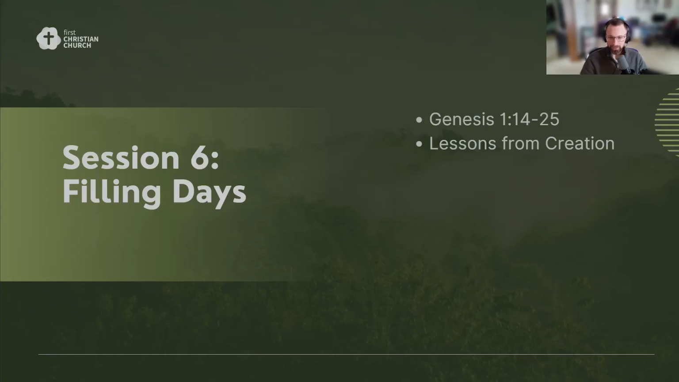And the filling days correspond with a specific forming day. So we're going to look at day 4, and it corresponds with day 1. On day 1, the light and dark were separated. Here we're going to see on day 4 that there are heavenly bodies made to fill the light and the dark. Same thing with day 2, with the separations of waters above and below. On day 2, we're going to see the formation of marine life to fill the waters below, and avian life to fill the expanse, the sky. And then finally, day 3, where the dry land was separated from the water, we're going to see that the dry land is filled with living creatures, and so on.